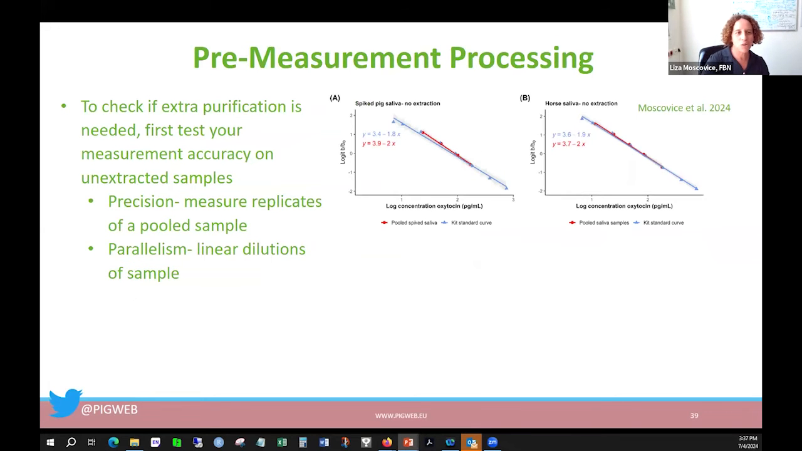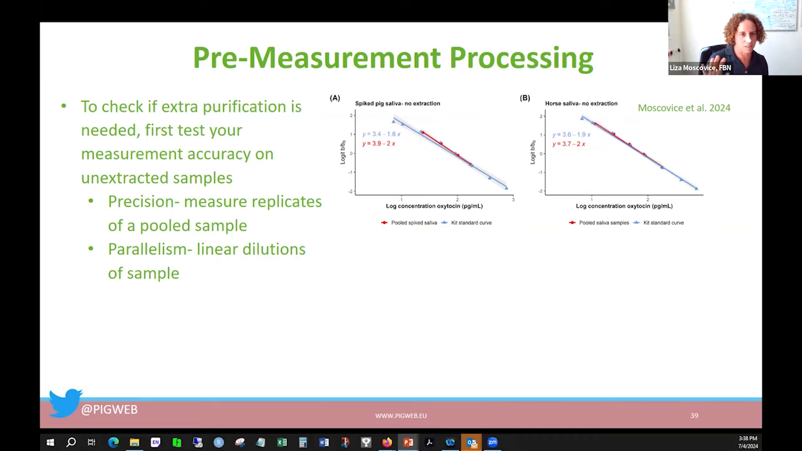The main thing for you to know is that if you're going to measure oxytocin or other peptide hormones, you really should check yourself if a purification helps. The way to do this is very simple. Start with your unextracted sample, your saliva. You just collected the saliva, it's stored at -80, and now you want to measure oxytocin. Take those saliva replicates, make a pool of a bunch of different samples so you have one consistent solution, and measure that in replicates, 8 times, 10 times on the same plate.